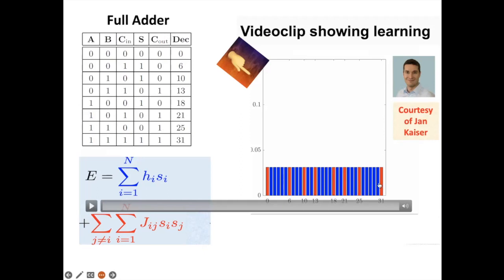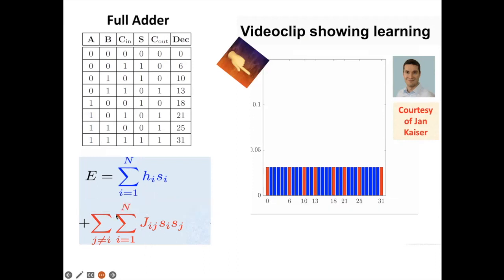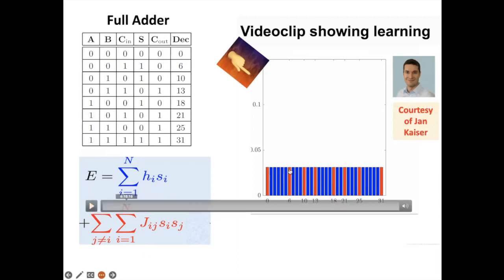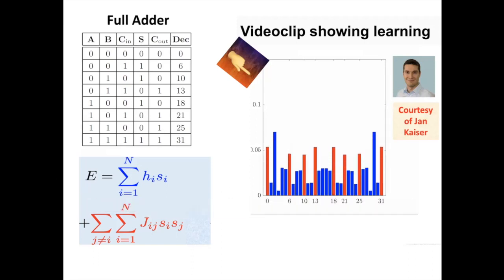In the beginning, let's say all our H's and J's are 0. In that case, they are all equally likely to start with. But if you use this learning principle that I mentioned before, you can gradually let it run, and the correct values of the truth table will gradually rise up as the H and J get adjusted. And you can go on and train the system to give you the full adder.